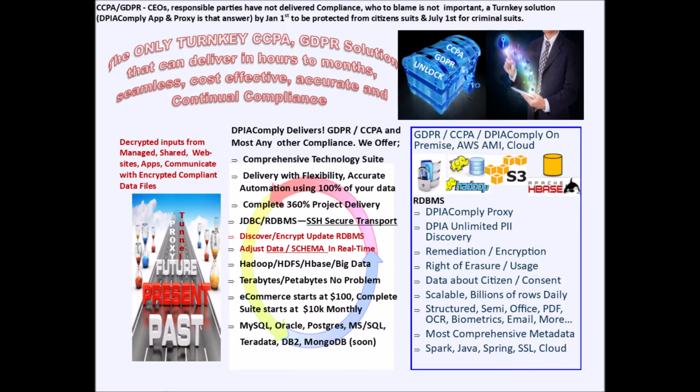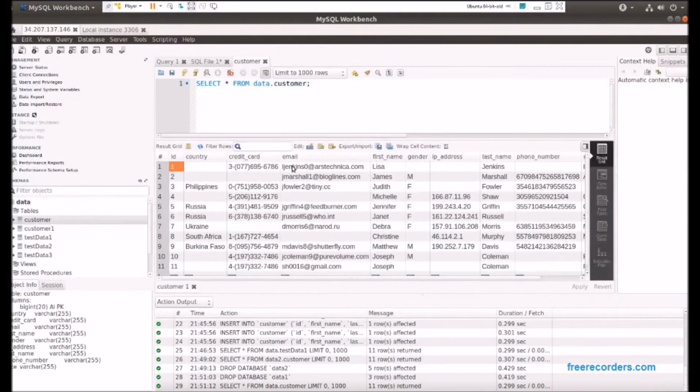This is the standard DPIAComply JDBC discovery and encryption screen, and shortly there will be released an even simpler one for the WordPress market. Here we first view the MySQL table and see that the email values as well as the IP addresses are not encrypted.